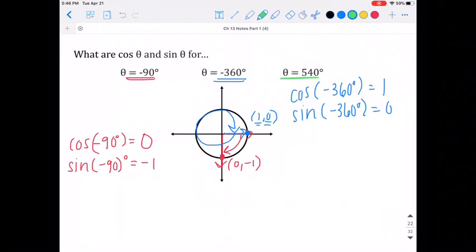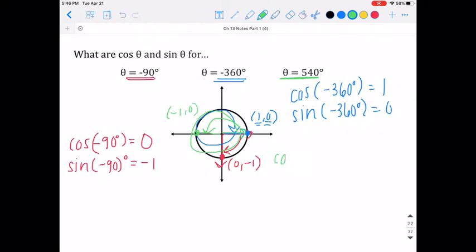And finally, when theta is 540 degrees. So for 540 degrees, we start at our initial side, and we're moving in a counterclockwise direction since our angle is positive. To get to 540, we have to go a full 360 degrees, so we're back at our initial side, and then an extra 180 degrees to get to 540. So our point is going to be on the negative x-axis. This point here is at (negative 1, 0).